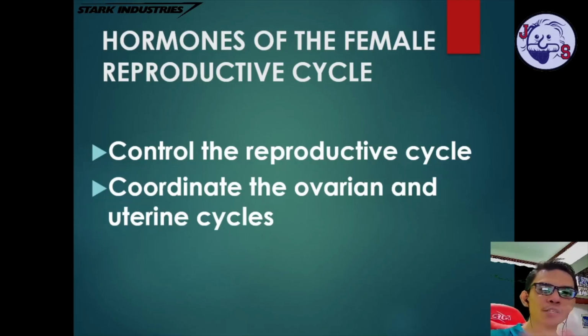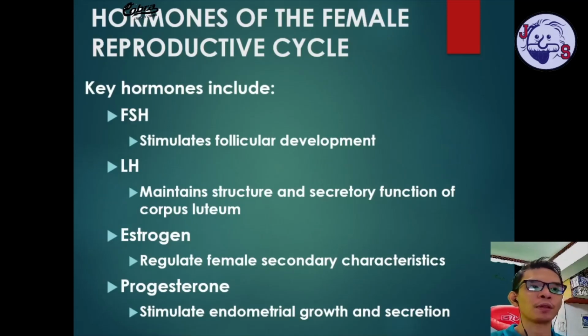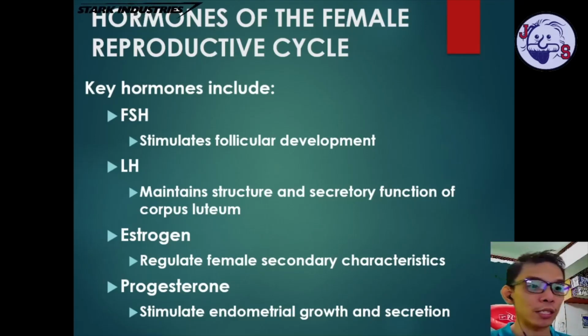Alright, so let's talk about how the egg is being produced and what hormones are needed in order for the egg to be produced successfully. These are the hormones. We have the follicle stimulating hormone, which I know you are familiar with, and we have the luteinizing hormone. Now, the difference is that they target different organs.